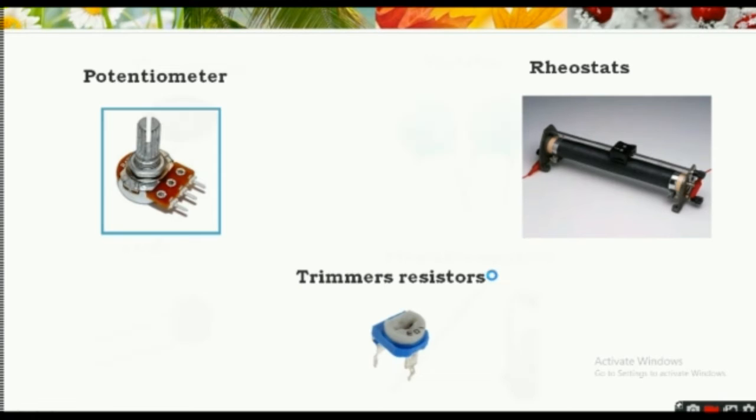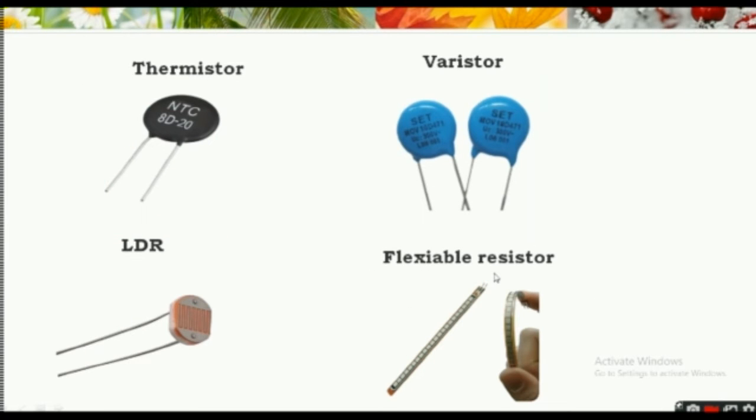Now we see a nonlinear resistor. Here the flow of current changes with a change in temperature or the applied voltage. There are four types of nonlinear resistor: thermistor, varistor, LDR and strain gauge or flexible resistor.